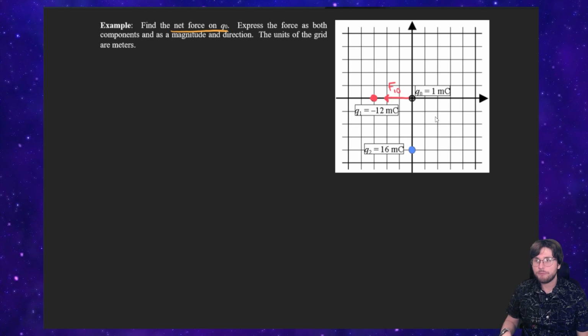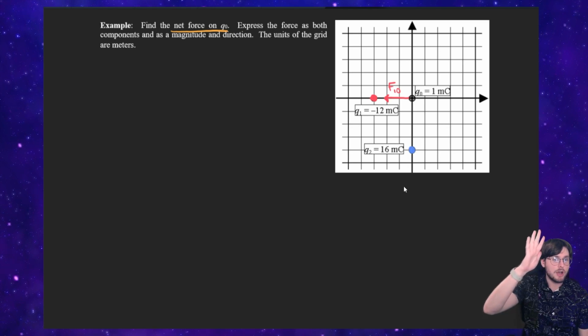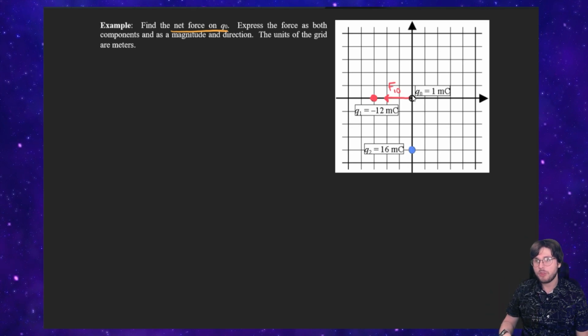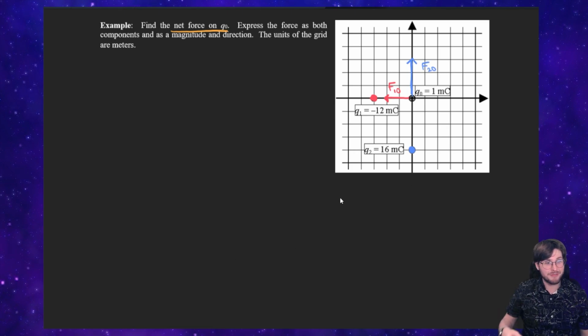Now for Q2, these charges, Q0 and Q2, have the same sign, so it's going to be a repulsive force. So Q2 is going to try and push Q0 away from itself. So this force is going to be acting upwards. And because it's the force from 2 on naught, it's going to be F20 as its label. All right, that's basically a free body diagram. We are effectively done with that.